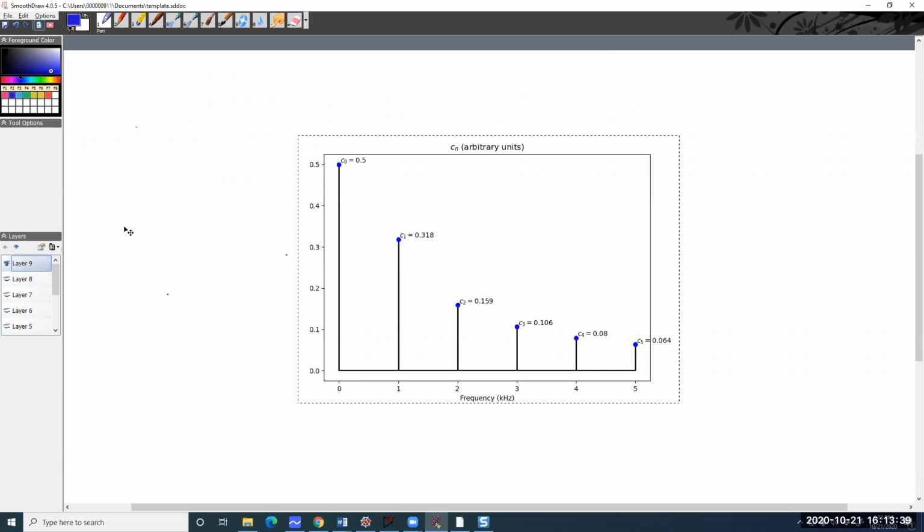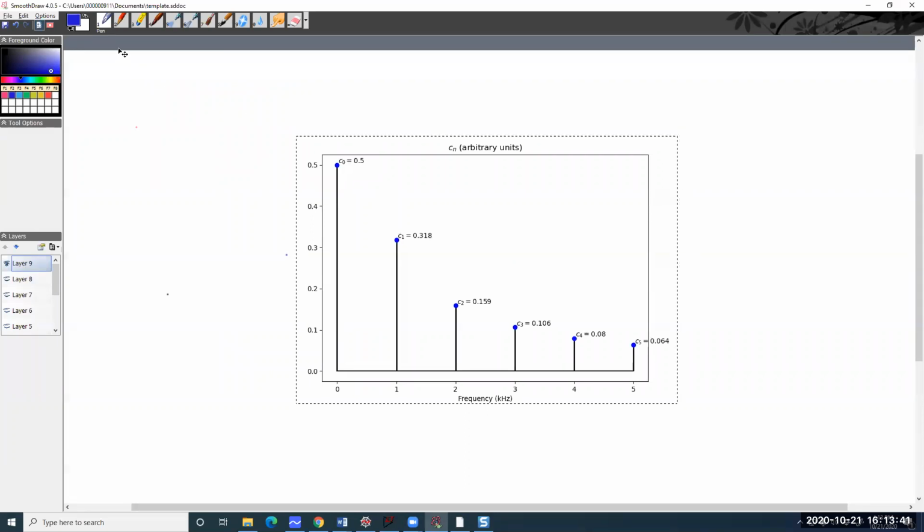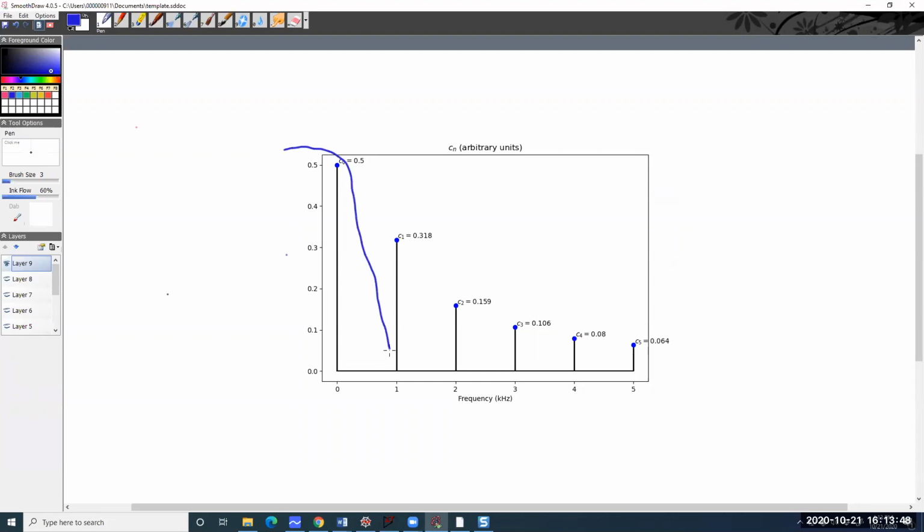All right, so if I want to choose a filter to turn this into a DC signal, well, I'm gonna just kind of draw a low pass, right? That takes the DC, kind of gets rid of everything else, all right? It's just a hand drawing.